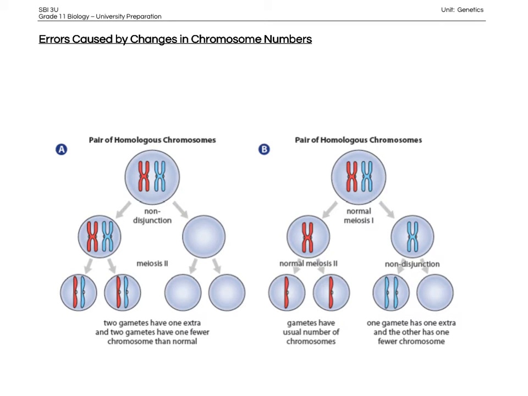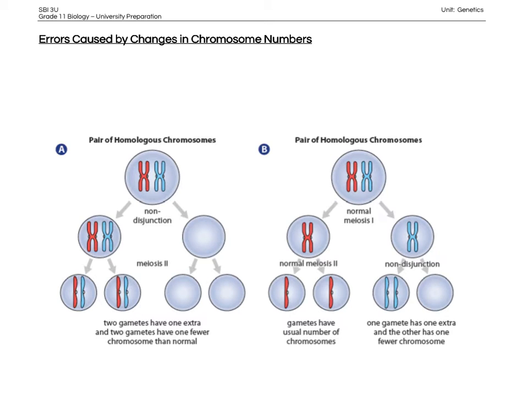In the next part of the conversation around errors in meiosis, I want to talk about changes in chromosome numbers. This typically happens during the independent assortment stage of meiosis, and it can actually happen during meiosis 1 or meiosis 2. And so I thought I'd start by talking about the diagrams first.